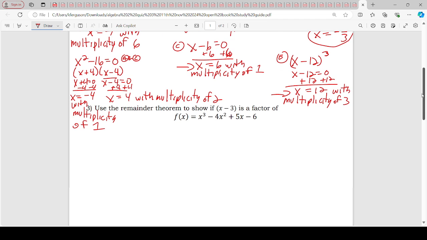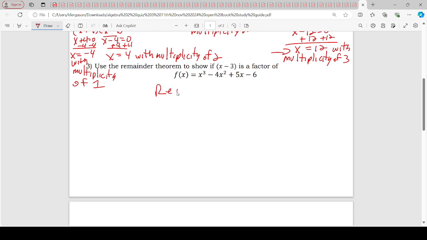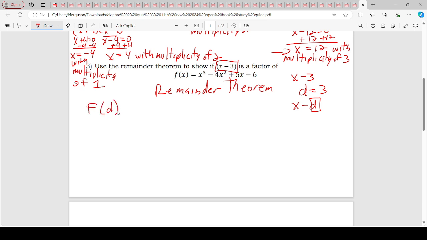Okay, so now let's talk about the remainder theorem. The remainder theorem says that when I look at my divisor, I get my D. What's my D for this divisor? It's 3. Now, why is it 3? Because when I'm getting my D, I look at x minus D, and I look at my divisor, and then I just take out the D. x minus 3, x minus D. So D equals 3. And to get your remainder, you want to do f of D.